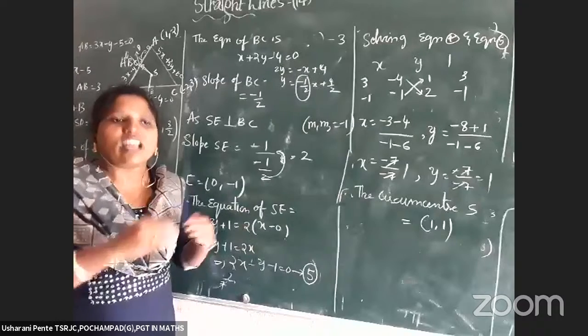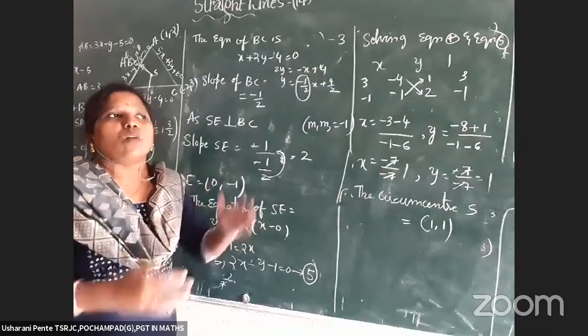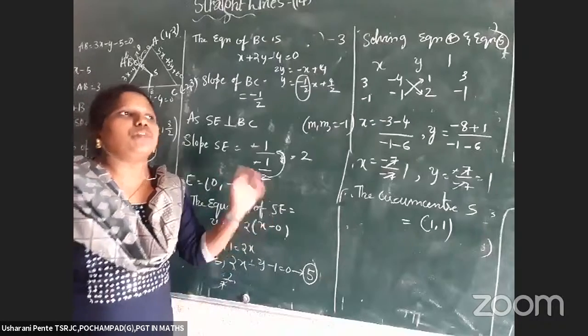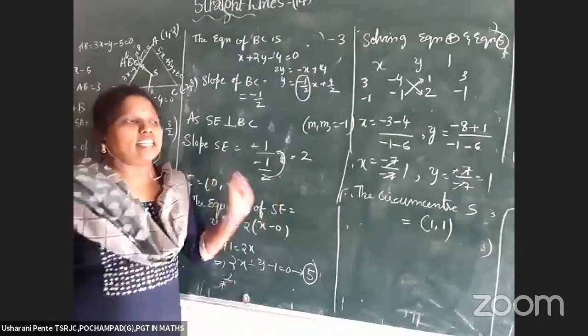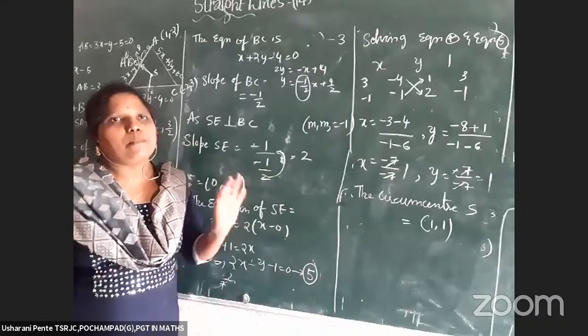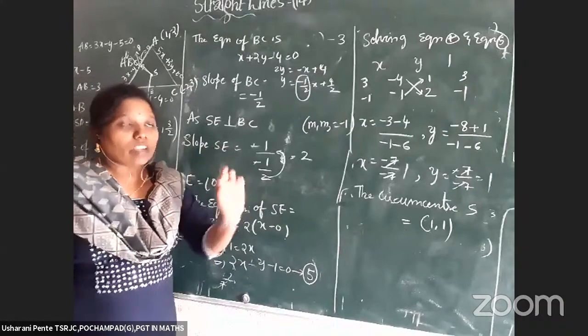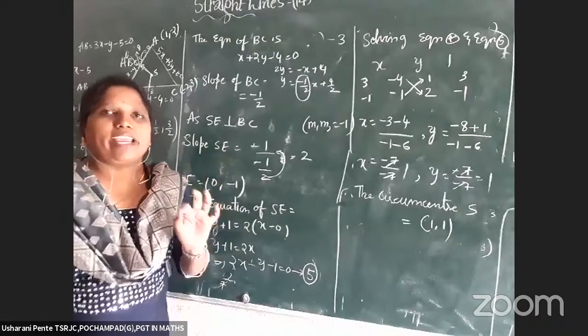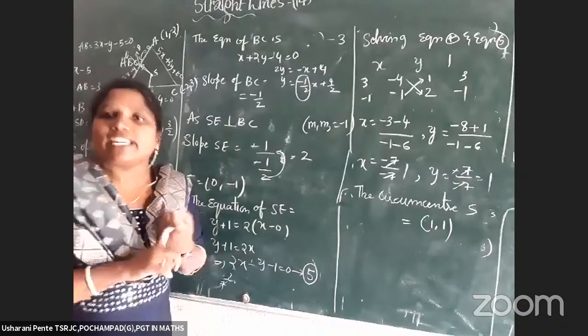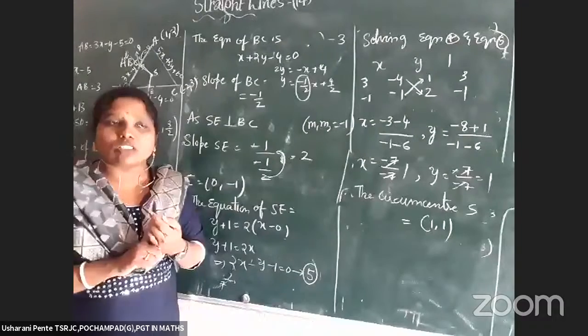We need to find the lengths of the sides. Once we find the lengths of the sides, we substitute in the formula, that is (ax1 plus bx2 plus cx3) by (a plus b plus c) and (ay1 plus by2 plus cy3) by (a plus b plus c), to get the incenter. Then how to find the orthocenter?